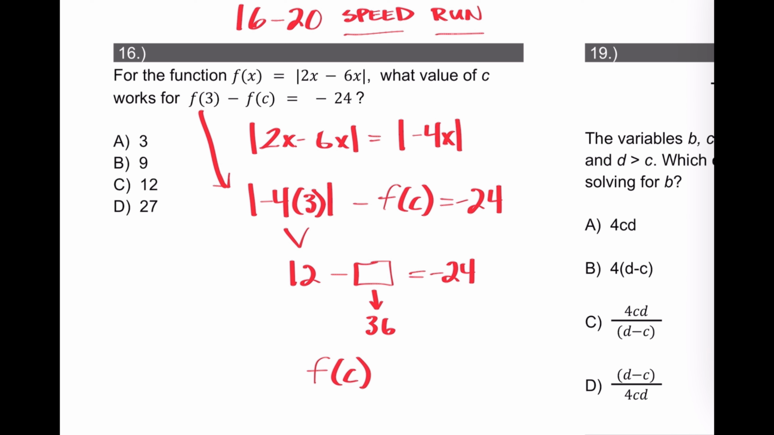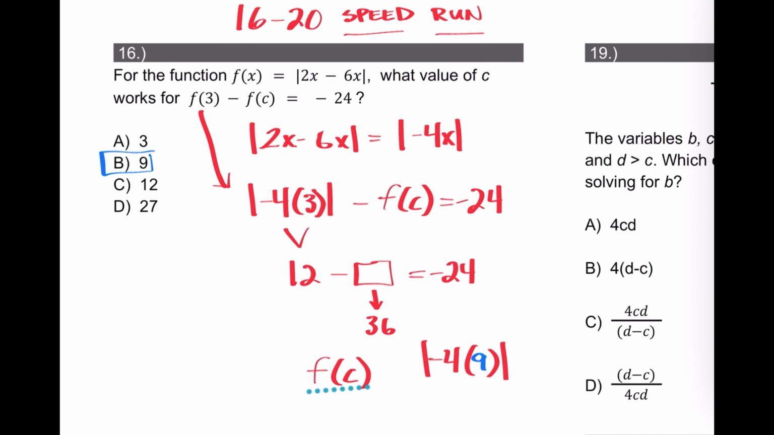Well, since it is negative 4 times something, what do I multiply 4 by to get 36? It would have to be 9, right? The absolute value is positive 36. B would be our correct answer.